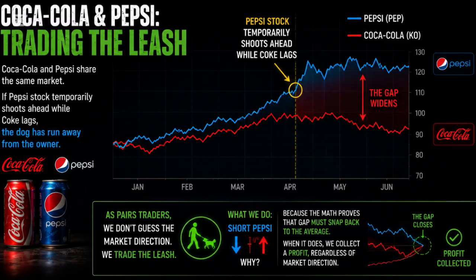You can see that if the price of Pepsi temporarily shoots up ahead of Coca-Cola, as you can see here, the price has shot up ahead of Coca-Cola. So let's bring in the analogy I gave before. This is an example of the dog. The dog has run away from its owner. So in this case, the owner is the Coke, and the dog is Pepsi. Dog is Pepsi, while Coke is the owner. I hope you are getting what I'm trying to explain.